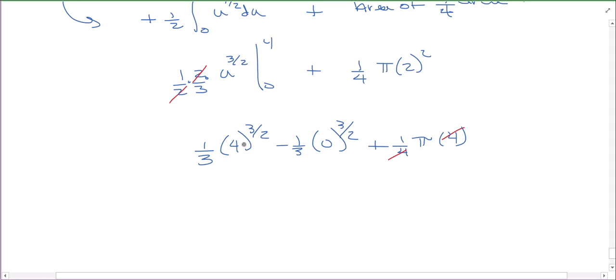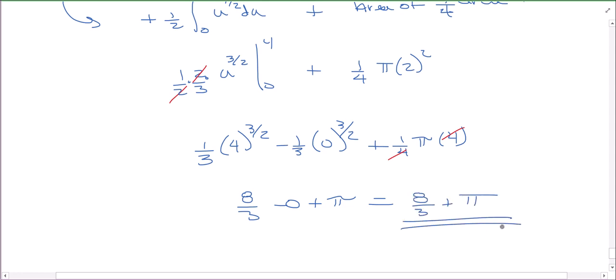So how do you evaluate this? Do the radical first, right? The half means the square root. Square root of 4 is 2. To the third is 8. So you're going to have 8/3 minus 0 plus pi. So it'll be 8/3 plus pi. So that will be our final answer.